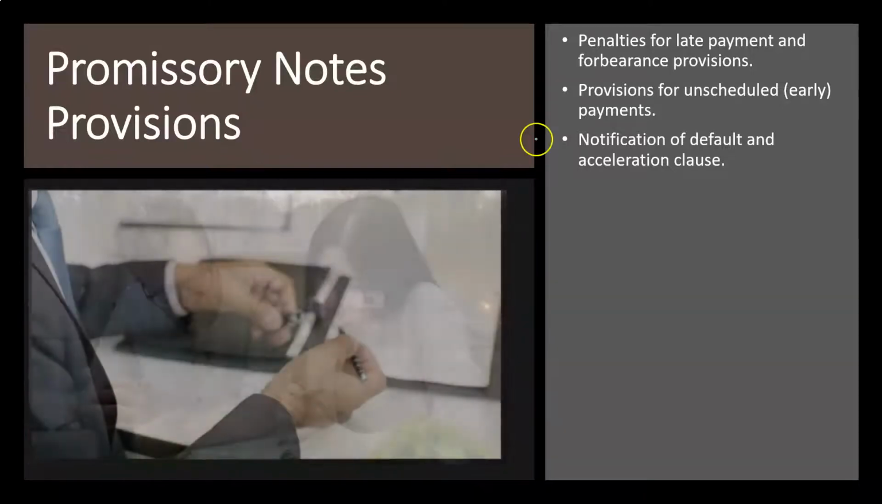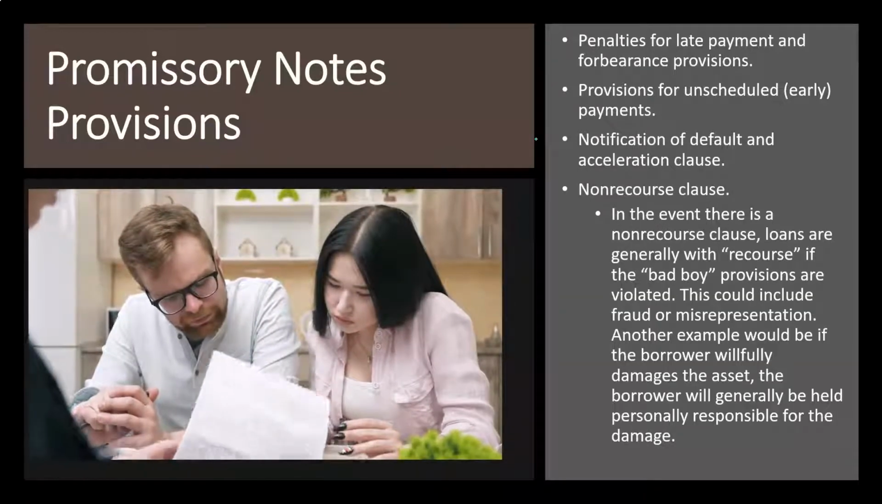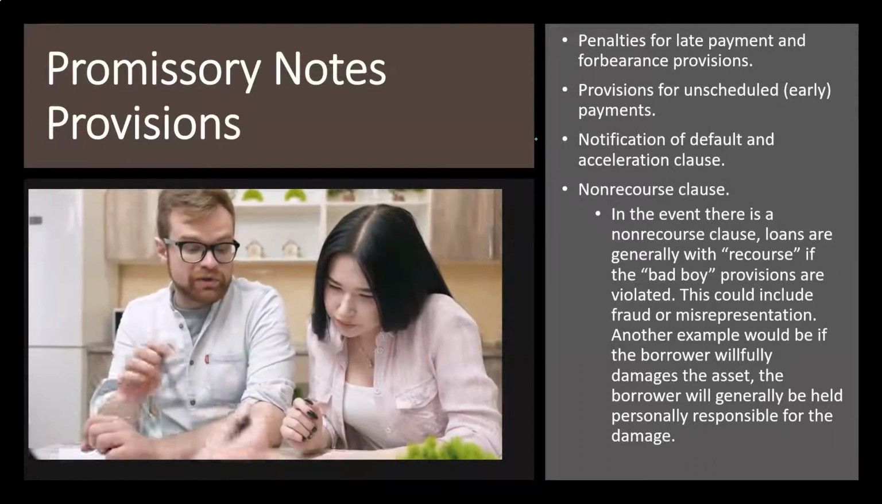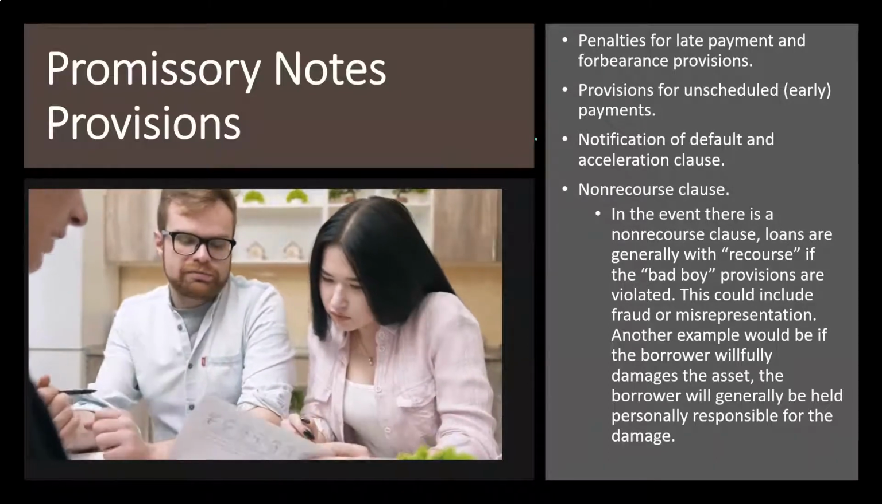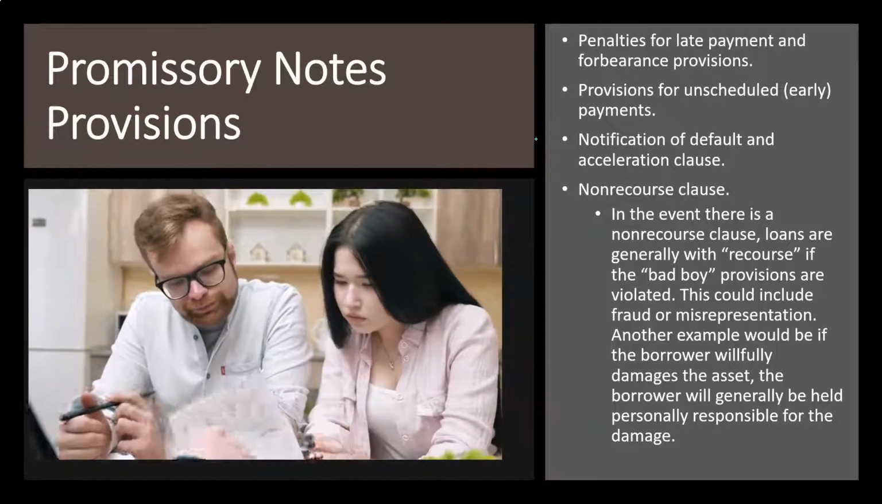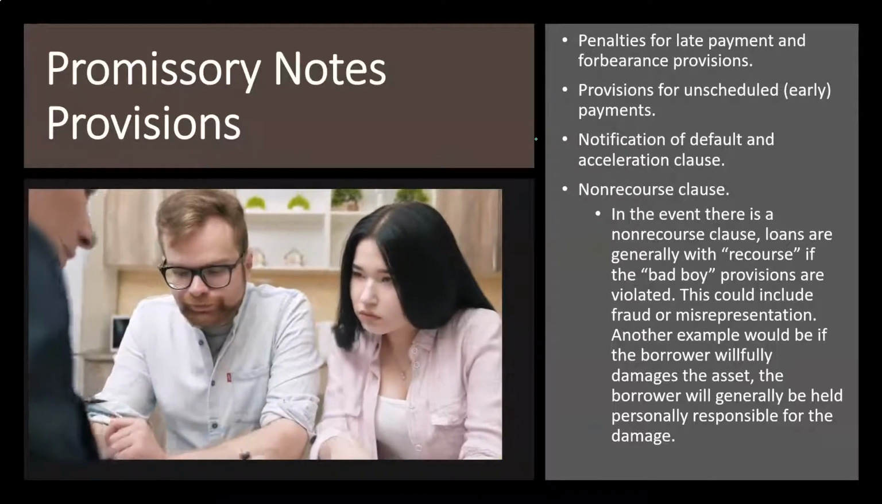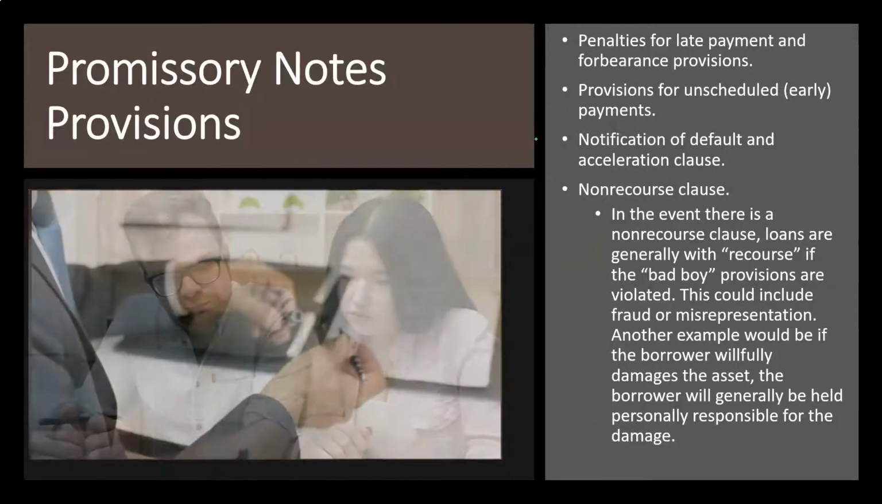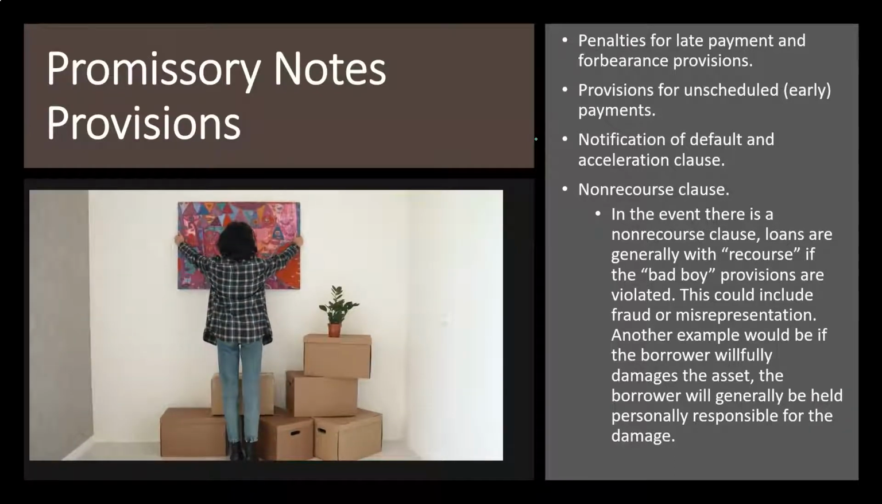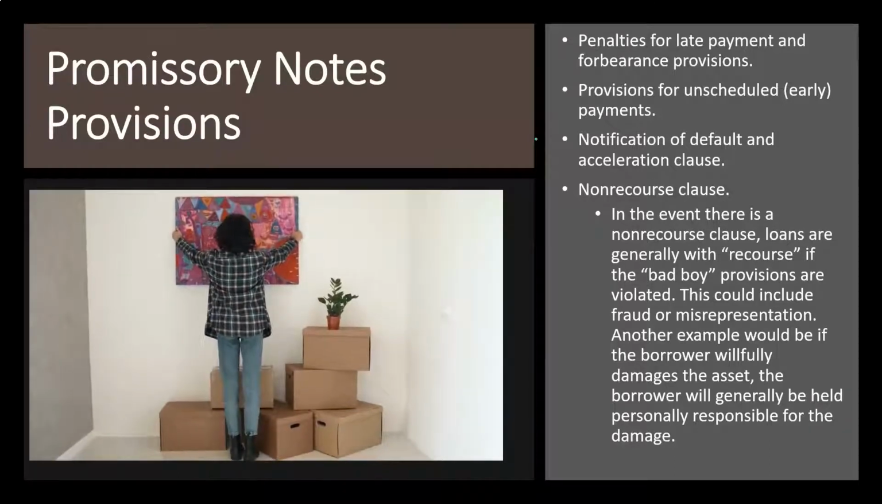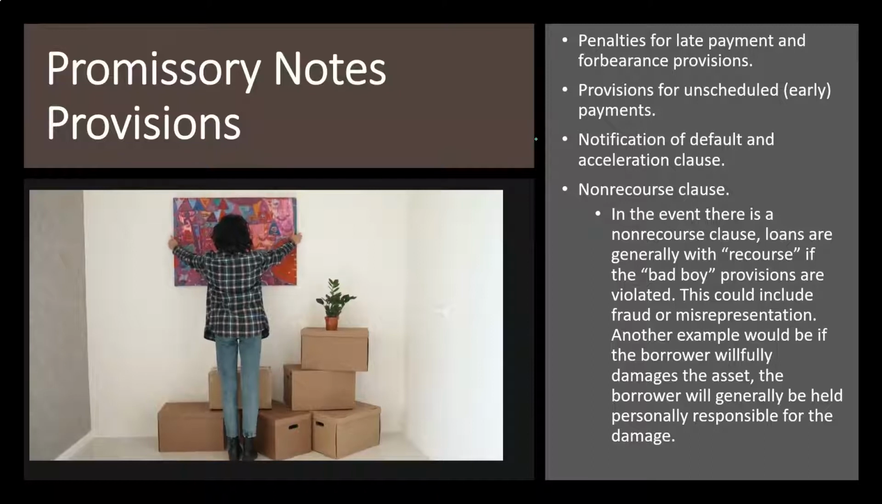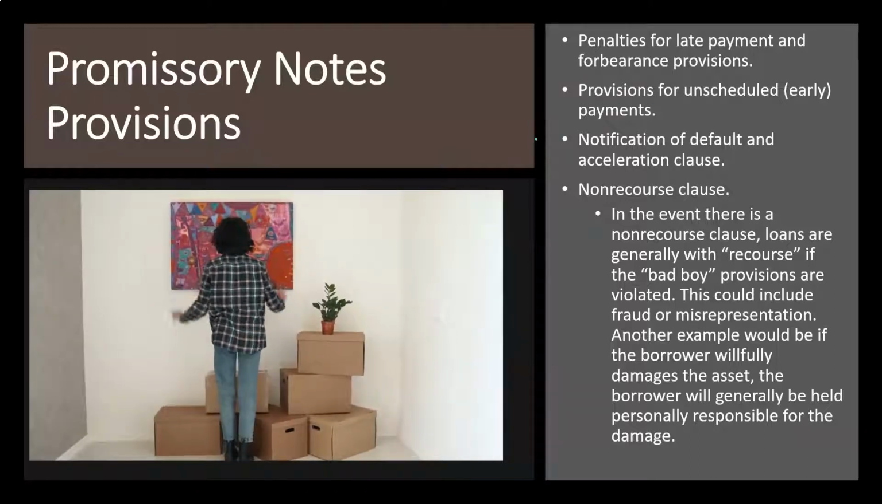Notification of default and acceleration clause, non-recourse clause. In the event there is a non-recourse clause, loans are generally with recourse if the bad boy provisions are violated. This could include fraud or misrepresentation. Another example would be if the borrower willfully damages the asset, the borrower will generally be held personally responsible for the damage.